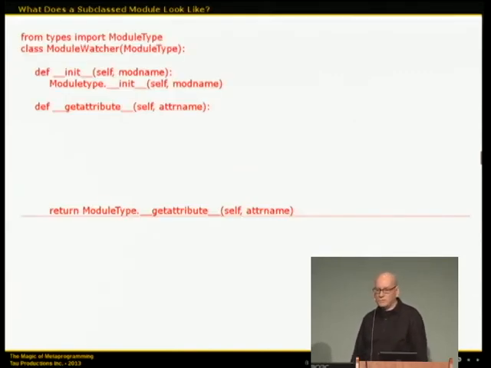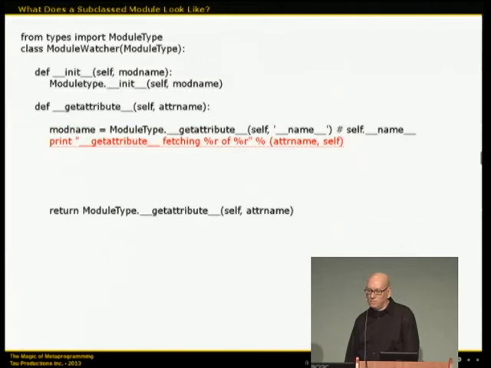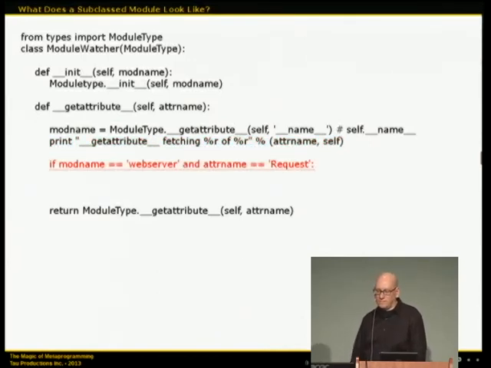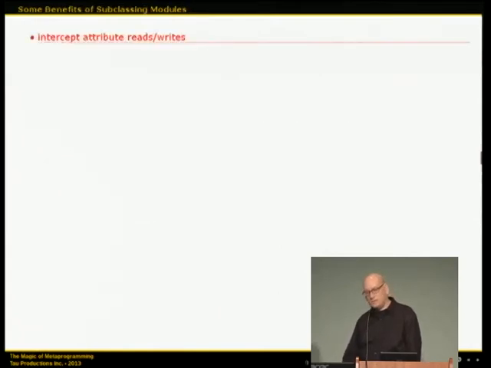So what does a subclass module look like? How would you do that? You basically pull in the types module and pull in module type and subclass it, and give it an init to invoke the parent, and you have a get attribute. Here we're going to look up the module name. Whenever someone is looking it up, we're going to get that attribute, and we're going to print it out and say someone is reaching into this module and is accessing a certain attribute. You could use that for lots of things. In this case, if the module being imported is web server, and again, that request class we're trying to substitute for, we're going to pull in from our replacements and return that instead. So anytime someone asks for that, it's going to get that instead. It's like a property in that sense, and it's saying you're looking up a name.